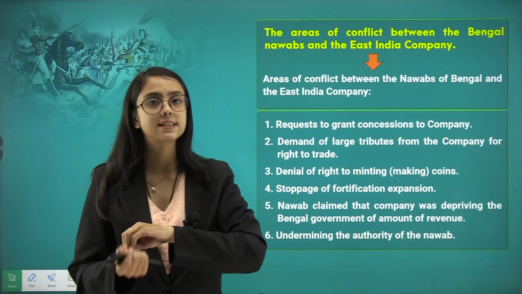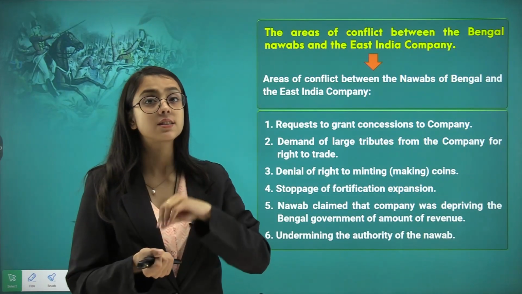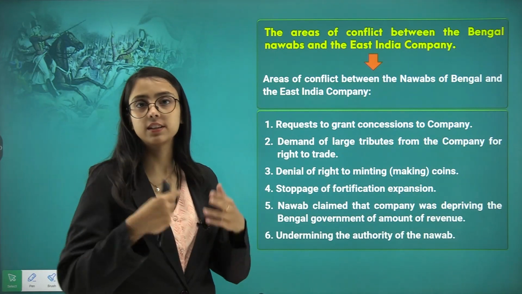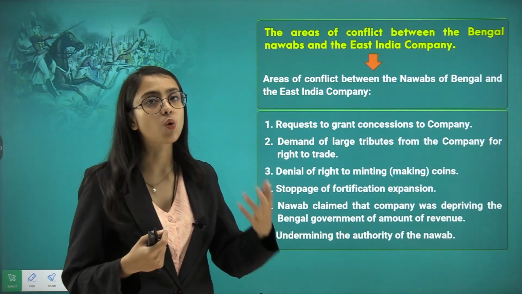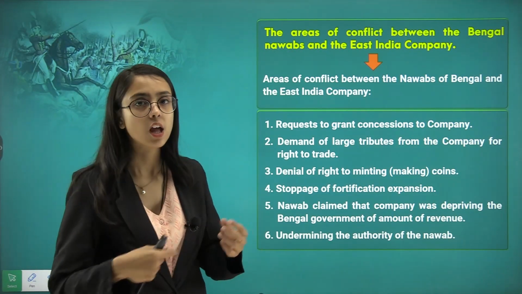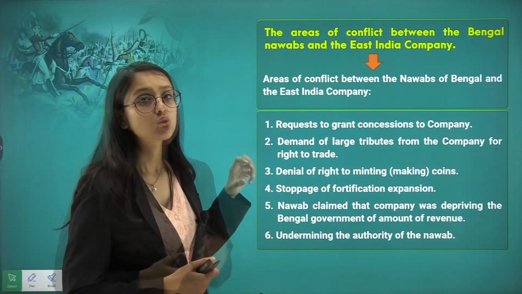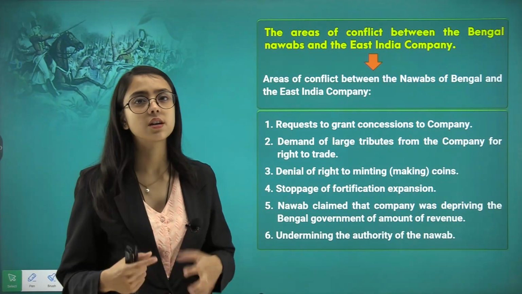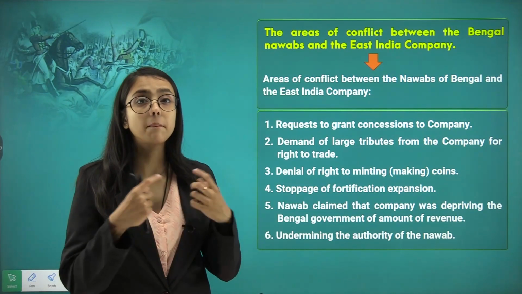Of course, the East India Company first set up its feet and its roots in Bengal, so there had to be some conflict. There was always conflict between the local zamindars, subedars and rulers with the East India Company. So what were the places and the areas of conflict? Why was there a conflict which resulted in big battles?